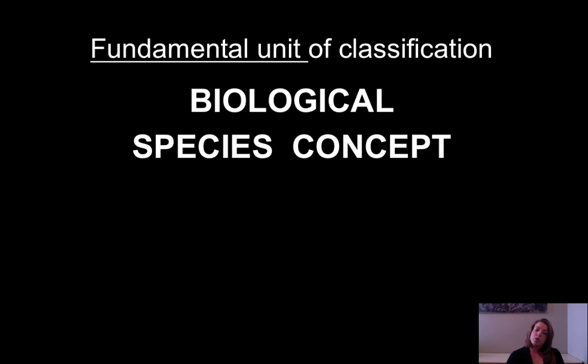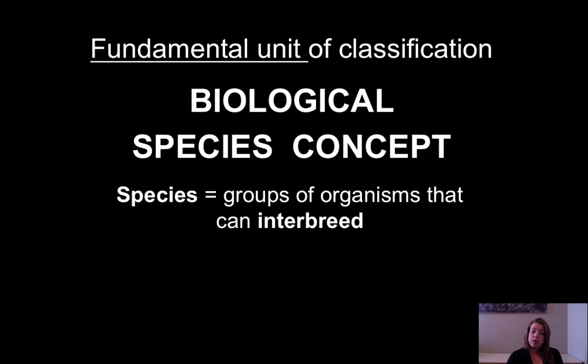Well, the dividing line between what one species is and how it's separate from another comes from what's called the biological species concept. The biological species concept was developed in 1982 by a man named Ernst Mayr, and he said that a species is a group of organisms that can interbreed. They have to be able to reproduce or make babies in order to be considered a species.